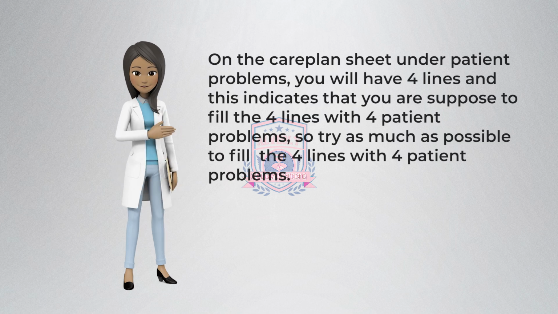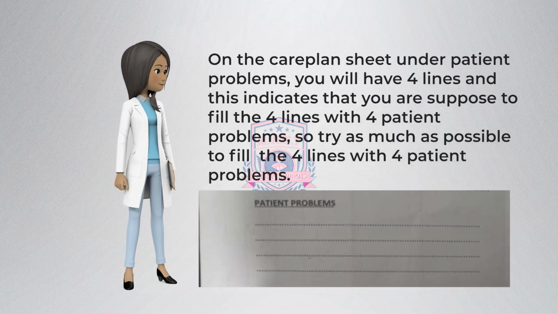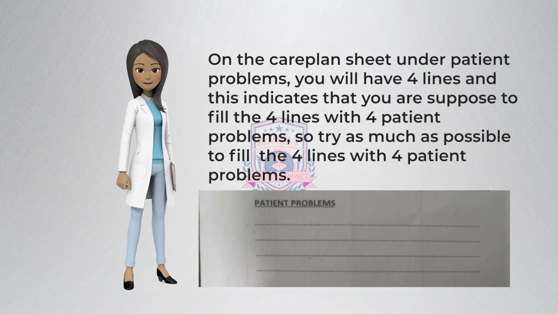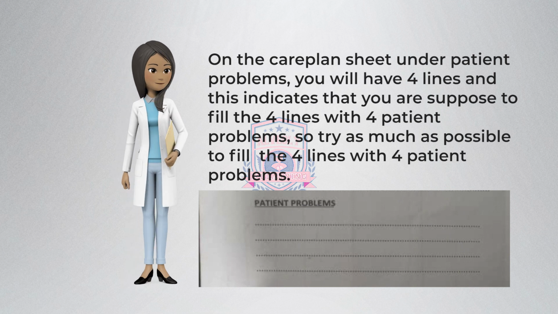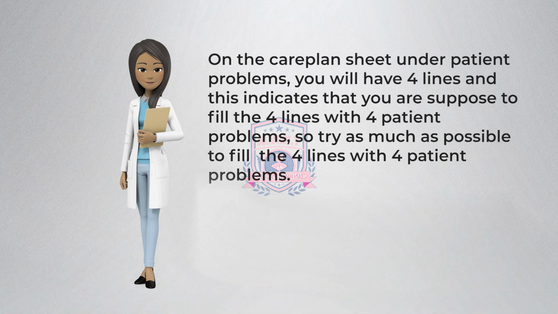On the care plan sheet under patient problems, you will have 4 lines, and this indicates that you are supposed to fill the 4 lines with 4 patient problems. So try as much as possible to fill the 4 lines with 4 patient problems.